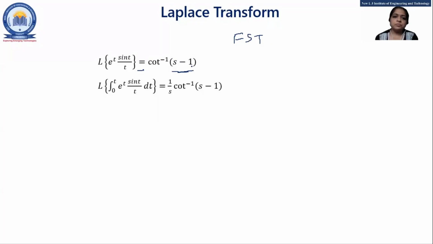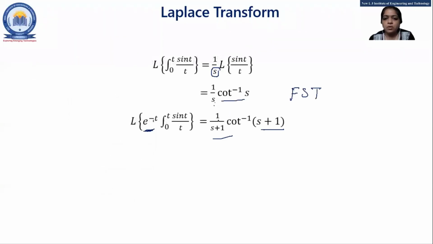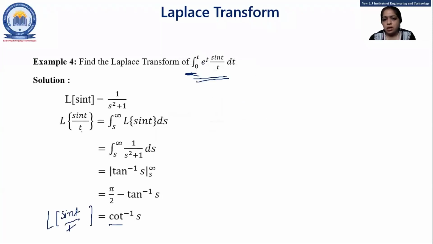Okay, got it, everyone? Now we'll apply Laplace of integration 0 to t. And the integration is there, so we'll put s in the denominator. Cot inverse s minus 1, keep it the same. So in this case, our answer is 1 upon s cot inverse s minus 1. And in the previous, our answer is 1 upon s plus 1 cot inverse s plus 1. Got it? So there is a little bit of difference in the answer, students, when our exponential term is out of the integral or in the integral.